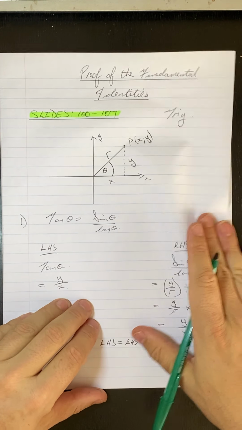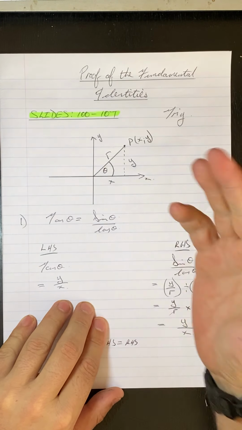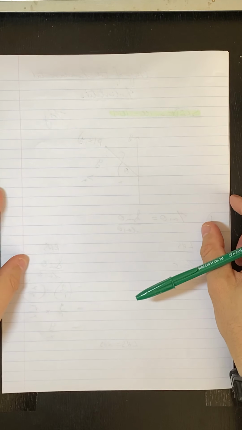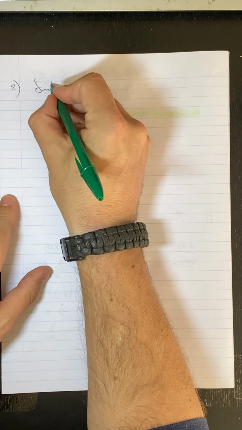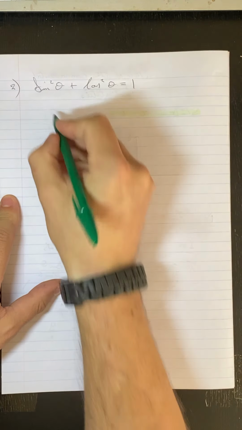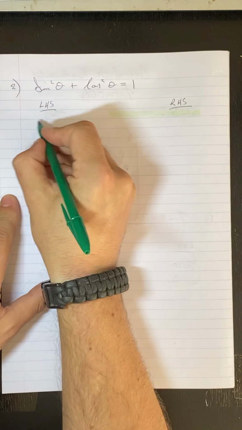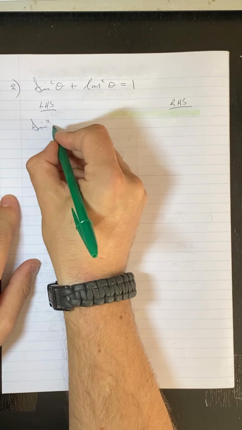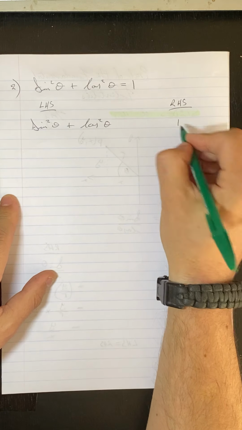If we go on to our next identity, and I'm not going to redraw this, grade 11s, but I'm using this principle here with an x, a y, and an r value. So if we look at our second identity, which is sine squared theta plus cos squared theta equals 1. Okay, so left-hand side, right-hand side. On the left-hand side, we have sine squared theta plus cos squared theta. On the right-hand side, we have 1.